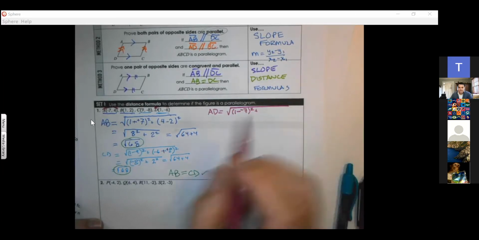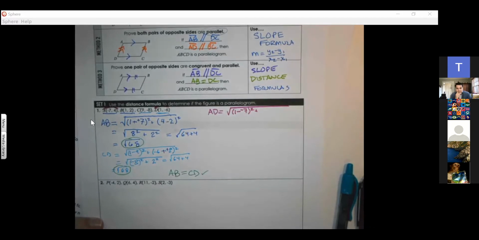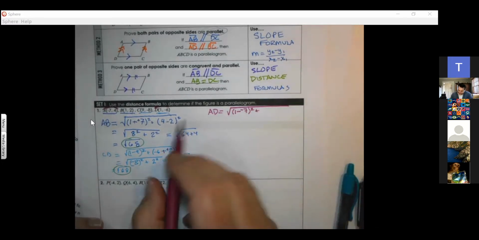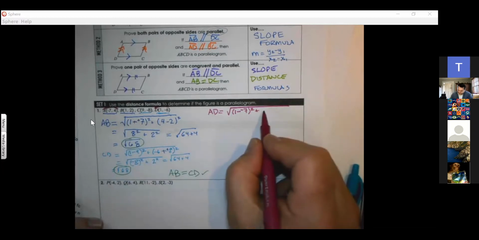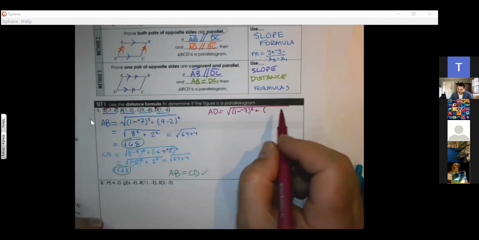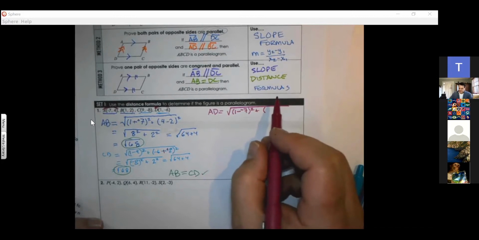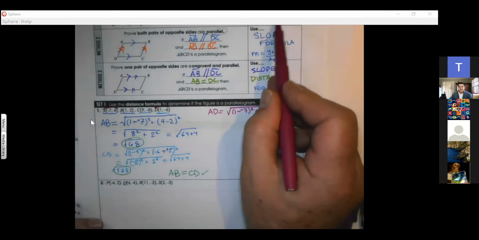Wait, so with this problem, we have to do the distance formula four times to answer this problem? Yep. Oh. Okay. Do you mind going a little slower, please? Not at all. Okay, thank you. So, do you have the formula written down?